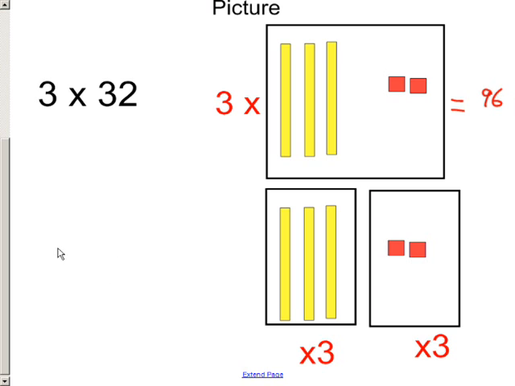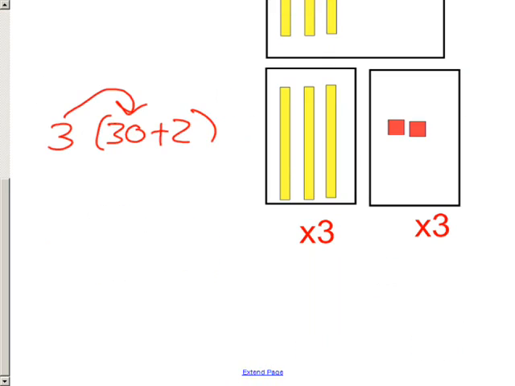Or I could do it another way. I could say, how about we split this into expanded form, 30 plus 2. First I'm going to do 3 times the 30. Okay, you can see that right here. So here's 30. Let's do the 30 times 3, which should be equal to 90. 30 plus 30 is 60, plus 30 is 90. Then we have our 2 ones times 3 is going to be 6.